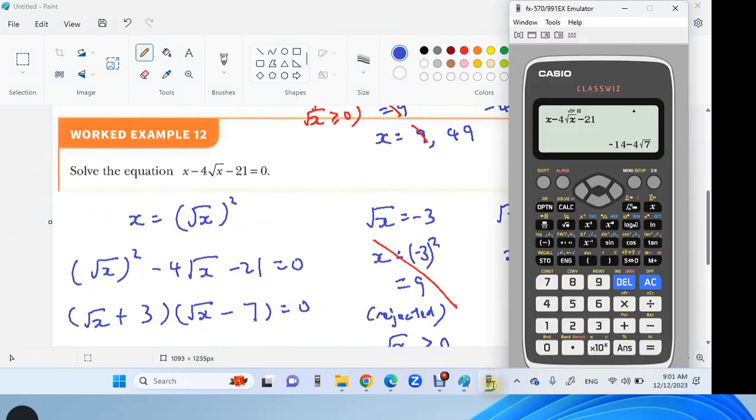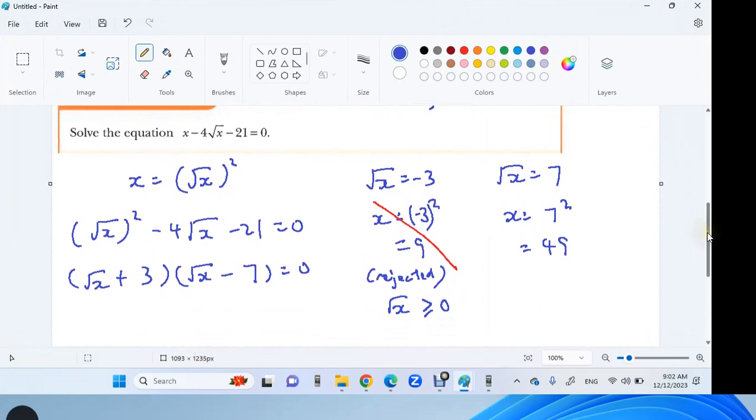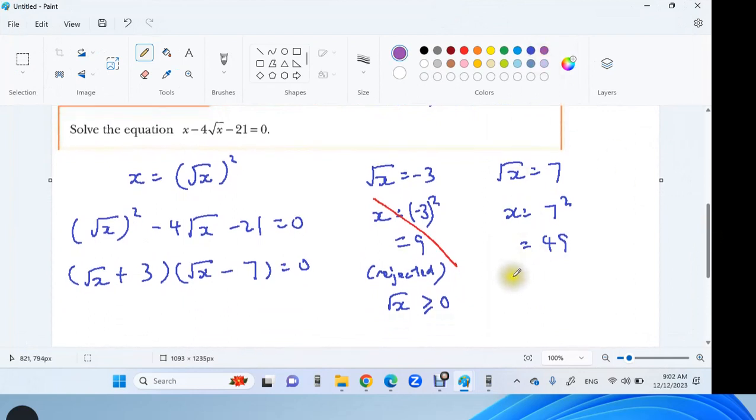7 also cannot. 49, then it is 0. Okay, so we check the answer. This is the left hand side equal to 49 minus square root 49 minus 21, then 49 minus 28 minus 21, then equal to 0, which is the right hand side. Then this is the solution.